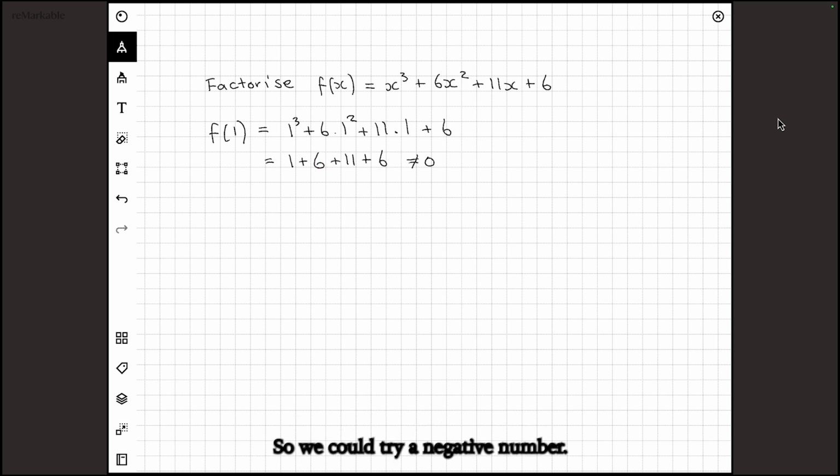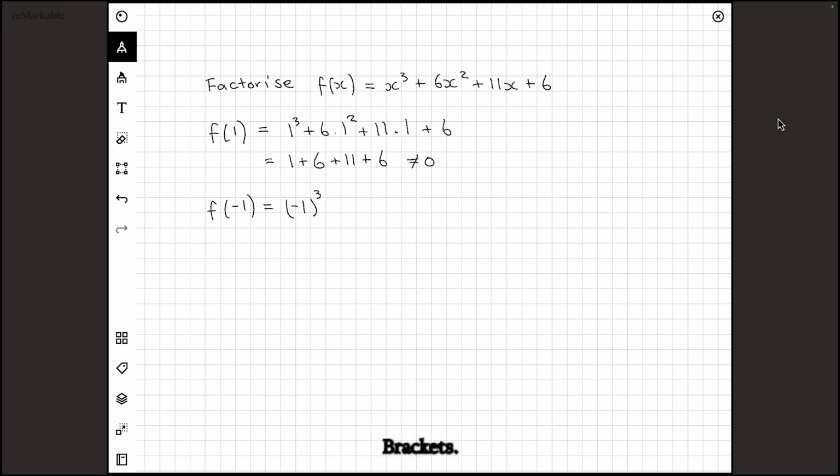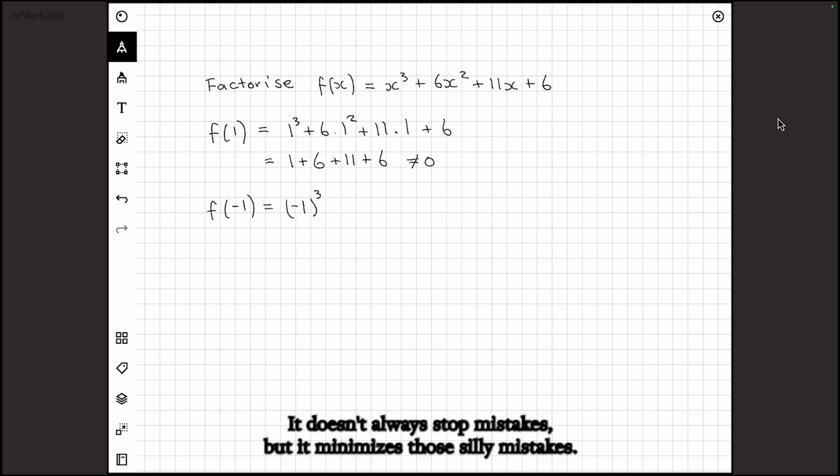So we could try a negative number. If we tried minus 1, we would get (-1) cubed. Now notice I'm using brackets here. I didn't use brackets before because it was positive. Here, whenever I see negatives, I use brackets. It doesn't always stop the mistakes, but it minimizes those silly mistakes.